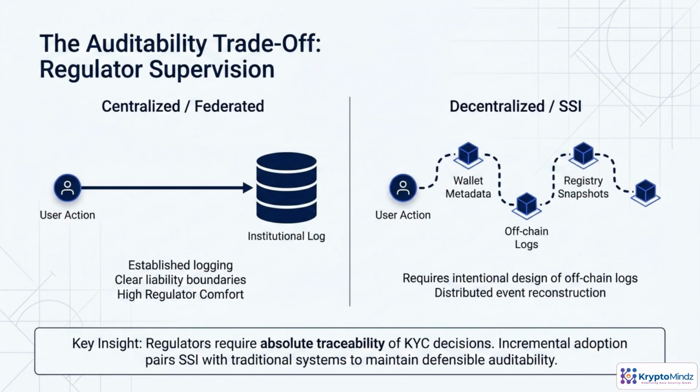Centralized and federated models give regulators a single institutional log. That means straightforward traceability, clear liability, and high comfort, even if the model isn't very privacy-friendly. Decentralized and SSI models distribute events across wallets, registries, and off-chain logs. You gain user control and portability, but you must deliberately design how those events can be reconstructed and proven later. The goal is not to choose one side. Architect for absolute traceability, then incrementally layer SSI on top of traditional logs, so every KYC decision remains defensible in an investigation.